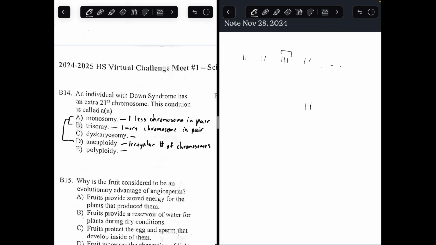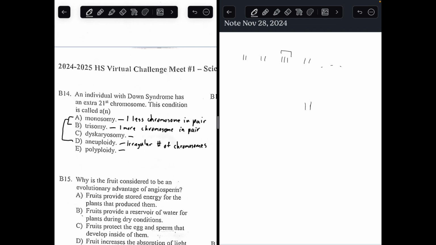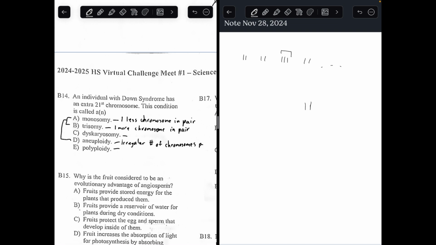We know in a human you're supposed to only have 2 per pair. So irregular numbers of chromosomes per pair. If you have a pair with only 1 chromosome or a pair with only 3 chromosomes, that is an aneuploidy. And there are 2 types of aneuploidy. Examples of aneuploidy are monosomy and trisomy.